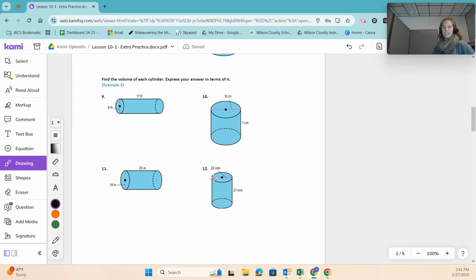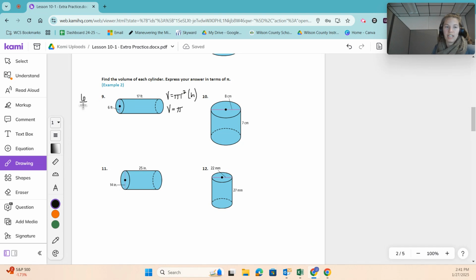Now, in these types of problems, notice that the distance that they give you goes all the way across the circle. So they are giving you the diameter here. So we have one additional step, which means we have to find what the radius is first. We will use the same formula, pi times radius squared times height. But I need to first find the radius in order to substitute into my formula here. So the radius is half of the diameter.